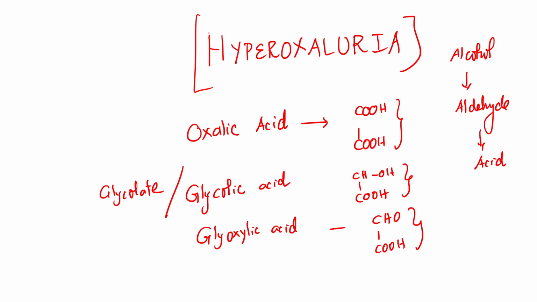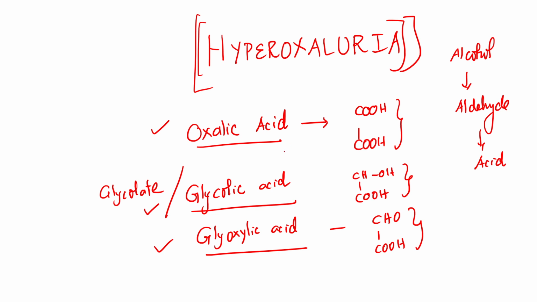Hello. Before we try to understand hyperoxaluria per se, first we should have some confidence in understanding the structures of the compounds involved in the whole metabolic pathway. We have oxalic acid, we have glycolic acid, we have glyoxylic acid. This will be the site of confusion for every student when he wants to understand the link between that of glycine and all these three compounds.